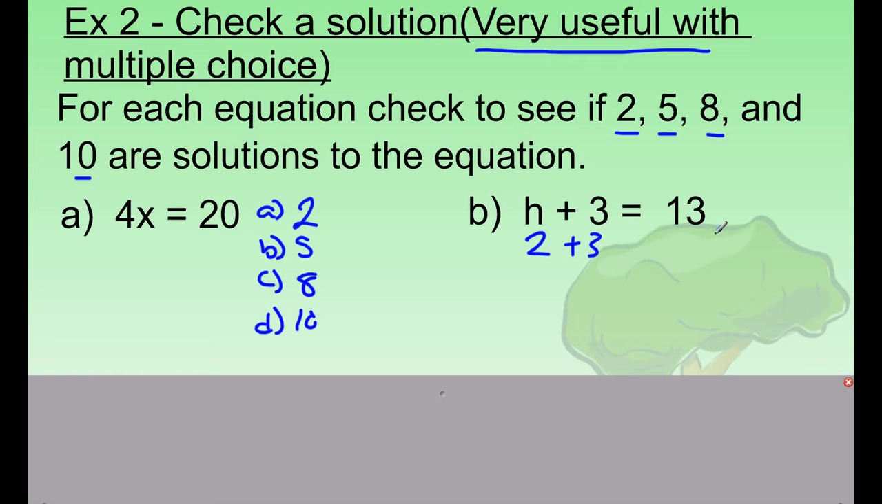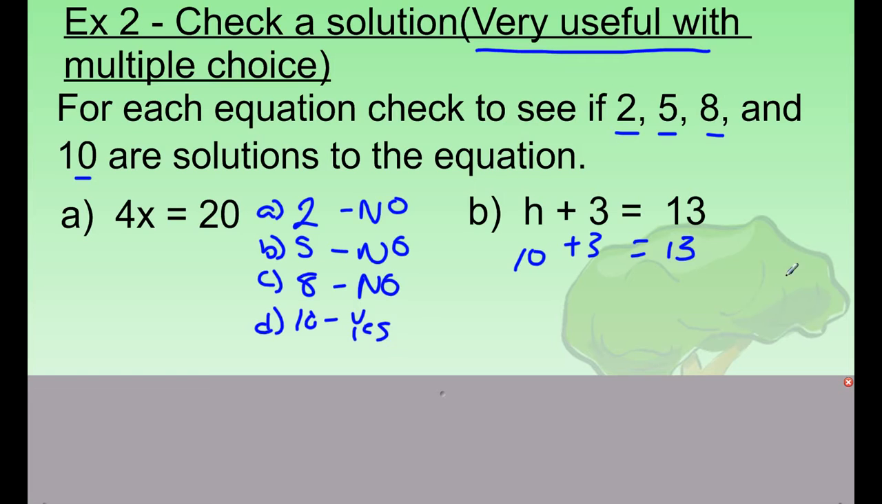2 plus 3 equals 13? No. Try 5. 5 plus 3 equals 13? No. What about 8? 8 plus 3 equals 13? No. Must be 10, hopefully. 10 plus 3 equals 13. Yes. So, we've already done 2 questions, solved 2 problems without even solving an equation.